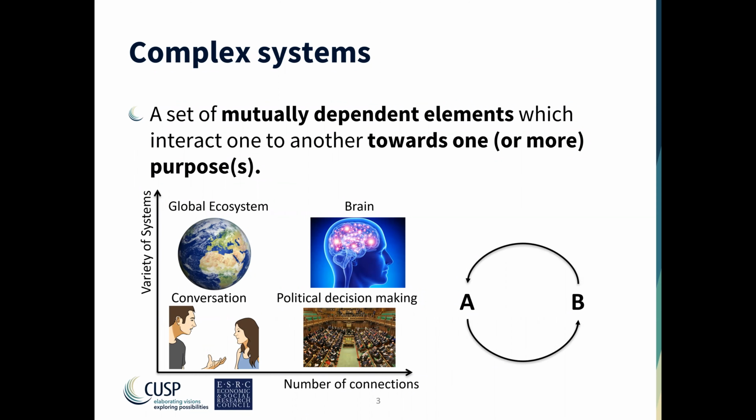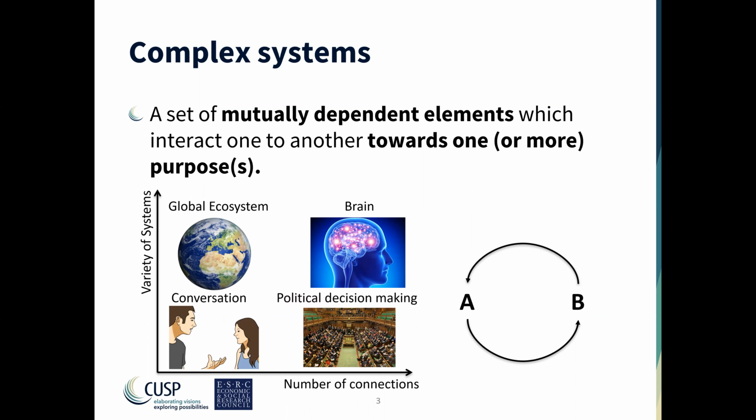So complex systems can be defined as sets of mutually dependent elements which interact with one another toward one or more purposes. If you have two elements A and B, the complex system is simply the fact that one can impact the other and vice versa. As a result, it is not possible to control one to control the system, but we have to look at them together to find a way to improve the system over time.